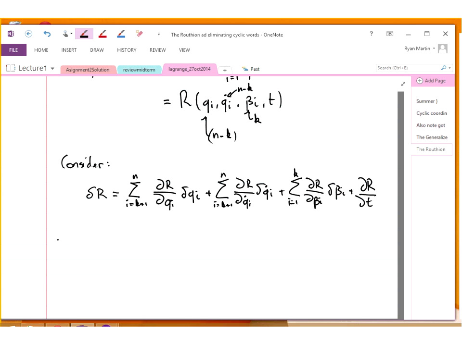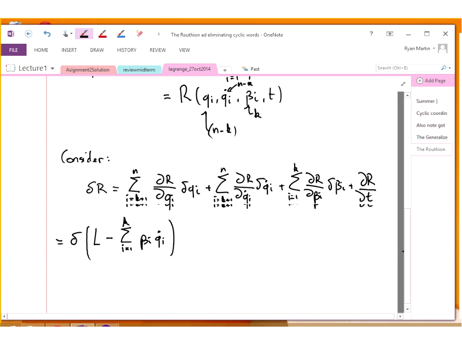Now this also has to equal the delta of the definition that we used for R. The definition that we used for R was that the Routhian is defined by L minus the sum from i equals 1 to k of beta i qi dot. All right, so those two have got to equal each other.